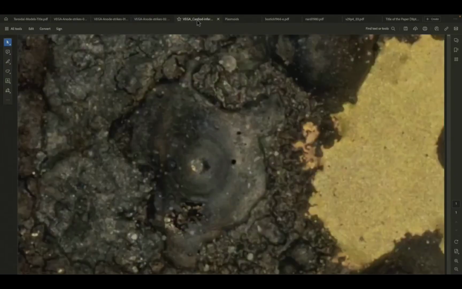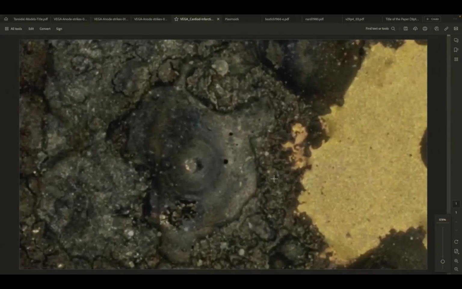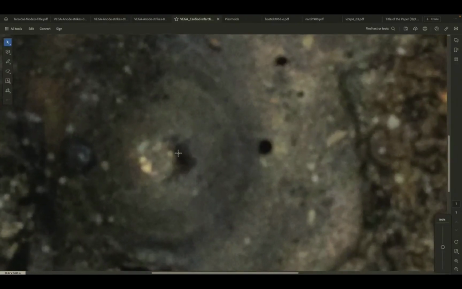Now, here is one on the map of the pyramid, and you can see here there's this central section.